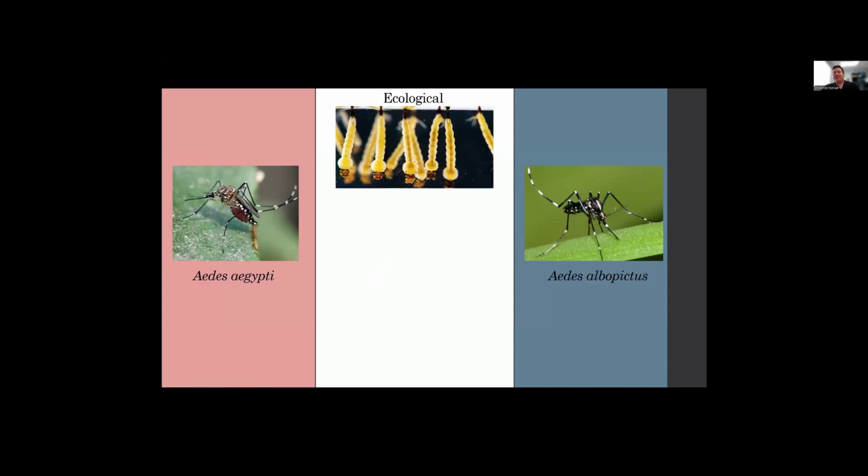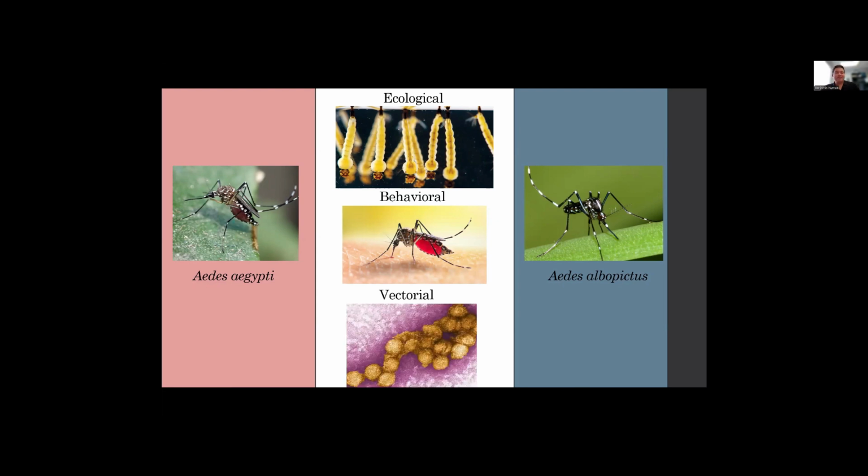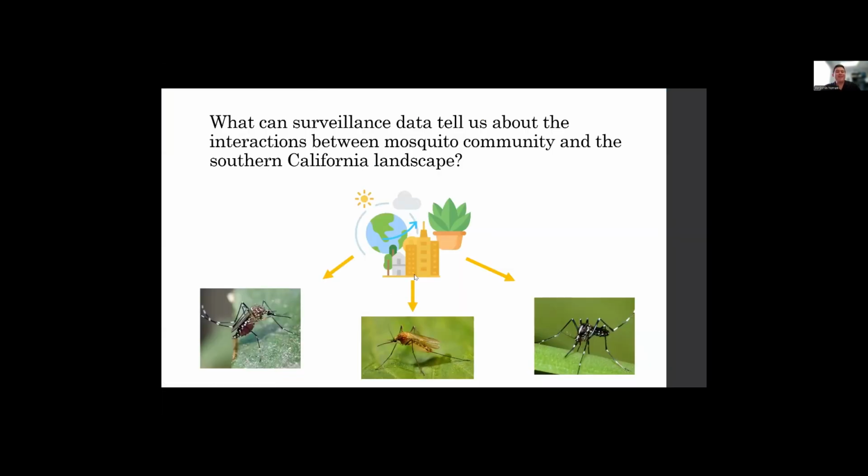They can have ecological differences in relation to their habitats or niches. They can have behavioral differences in terms of biting preferences or nectar utilization. And they can even have important vectorial capacity differences down the line. And if you're interested in pathogens, you'll probably enjoy Zach's talk after this one, but we will no longer be talking about pathogens.